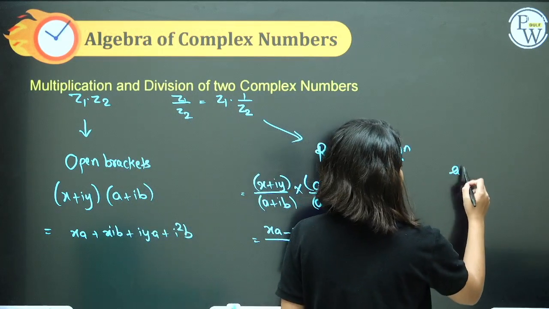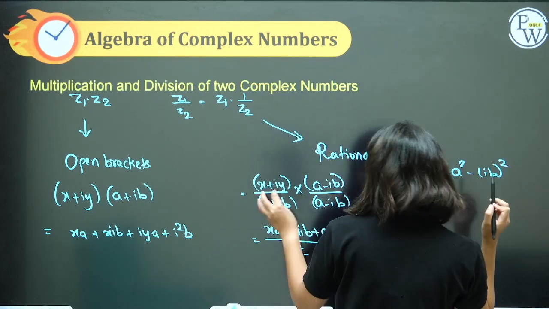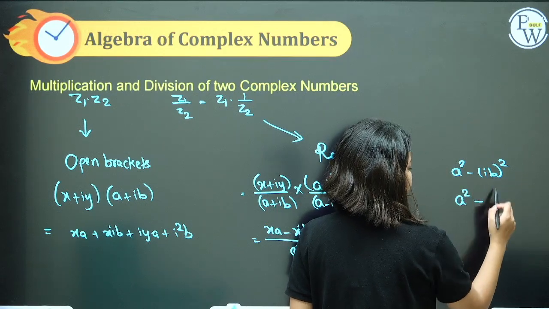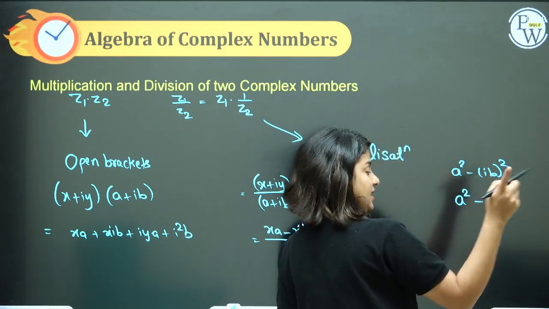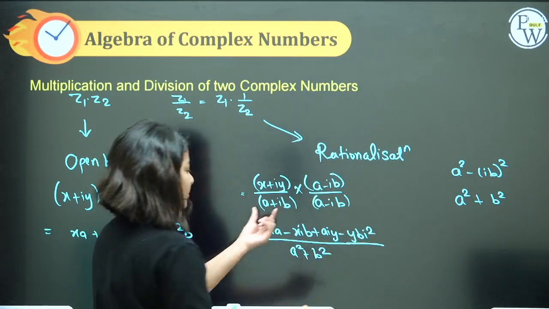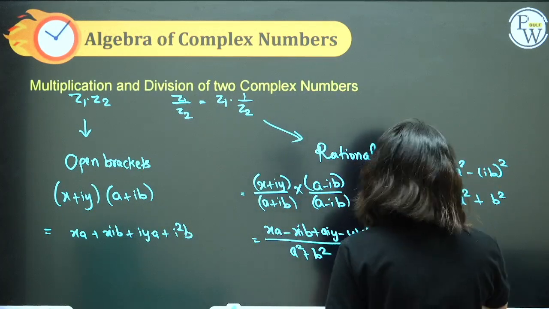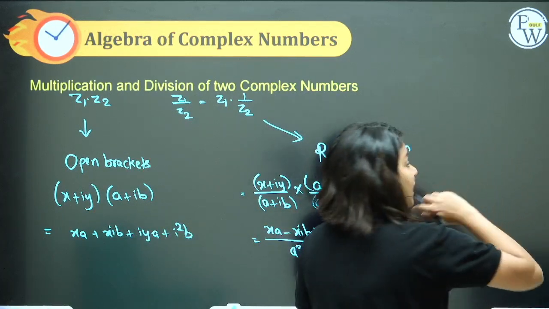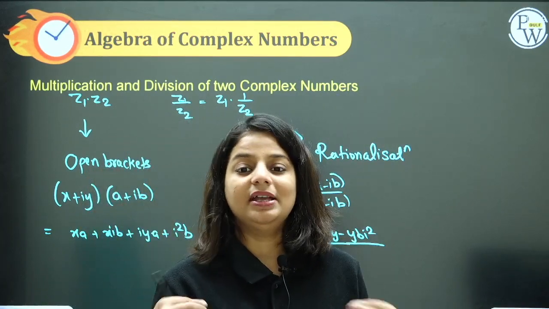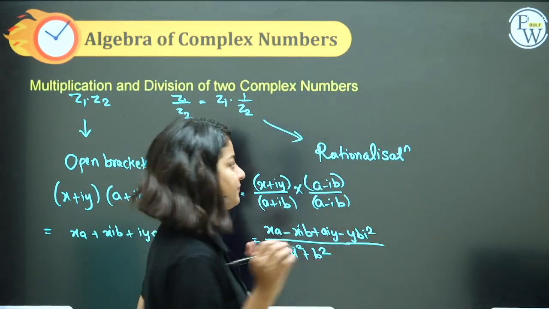a plus ib, a minus ib is a square minus ib square. First term square minus second term square. A square minus b square, b square. I square is minus 1, that makes it plus. So the denominator is a square plus b square. Remember this, guys. In real number system, we studied a plus b into a minus b is a square minus b square in real number system.